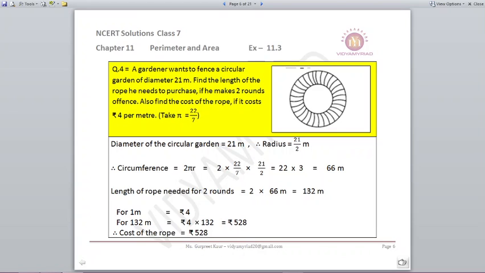Now, they are also telling us the cost of the rope if it is rupees 4 per meter. That means for 1 meter cost is rupees 4. So, for 132 meters cost will be 4 multiplied by 132, which gives us rupees 528.